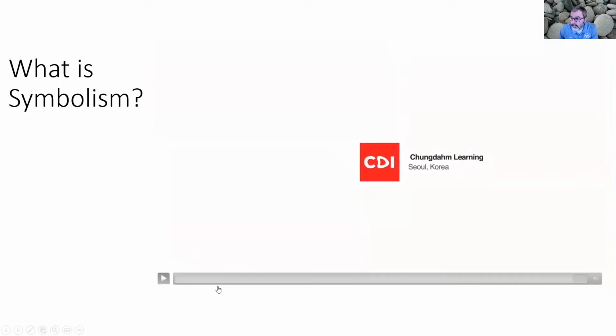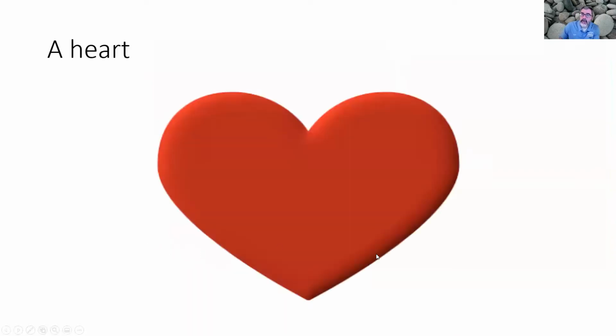So that was the video. Let's take a look at some more common symbols. So again, look at your worksheet. So when you see a heart, what comes to mind? What does it represent? What does this symbol represent?